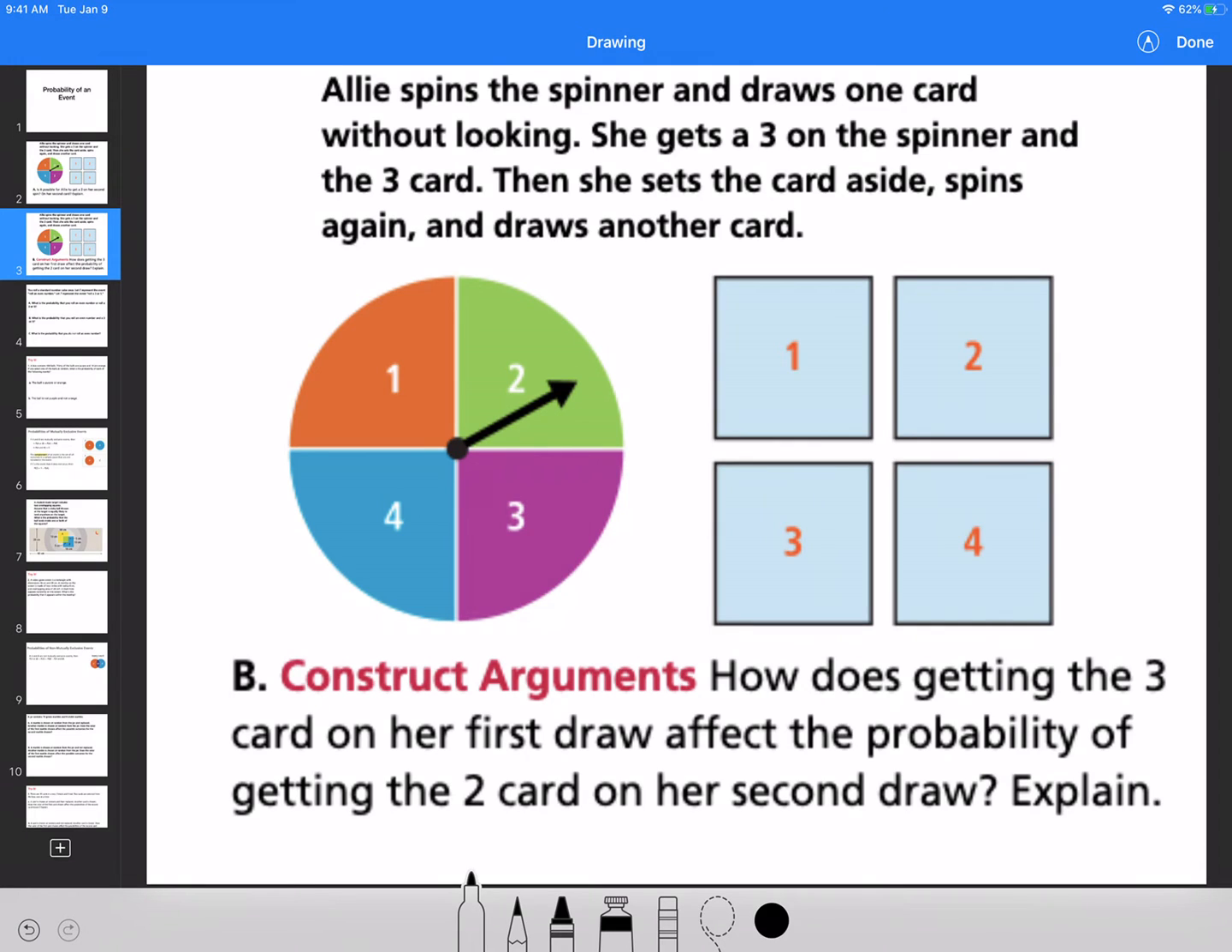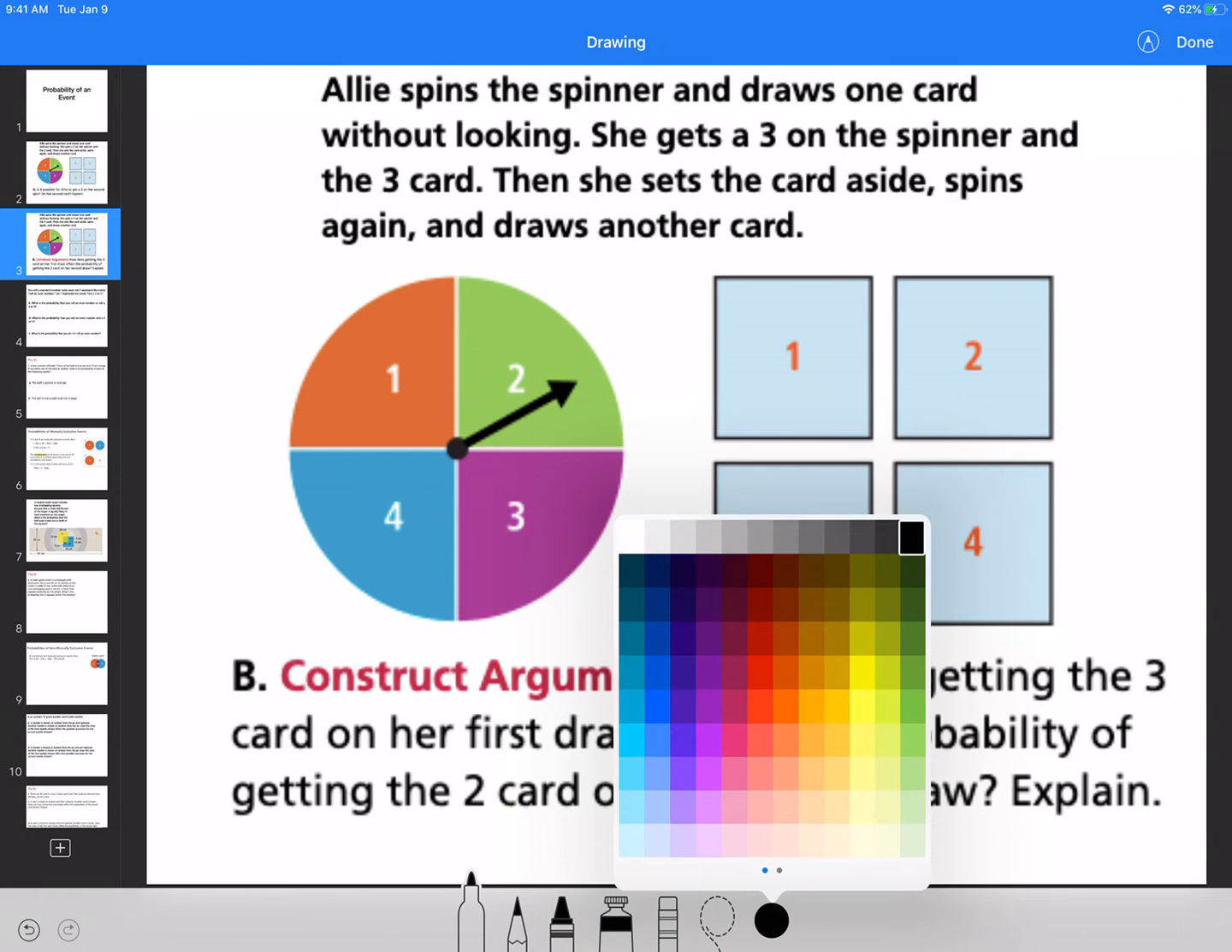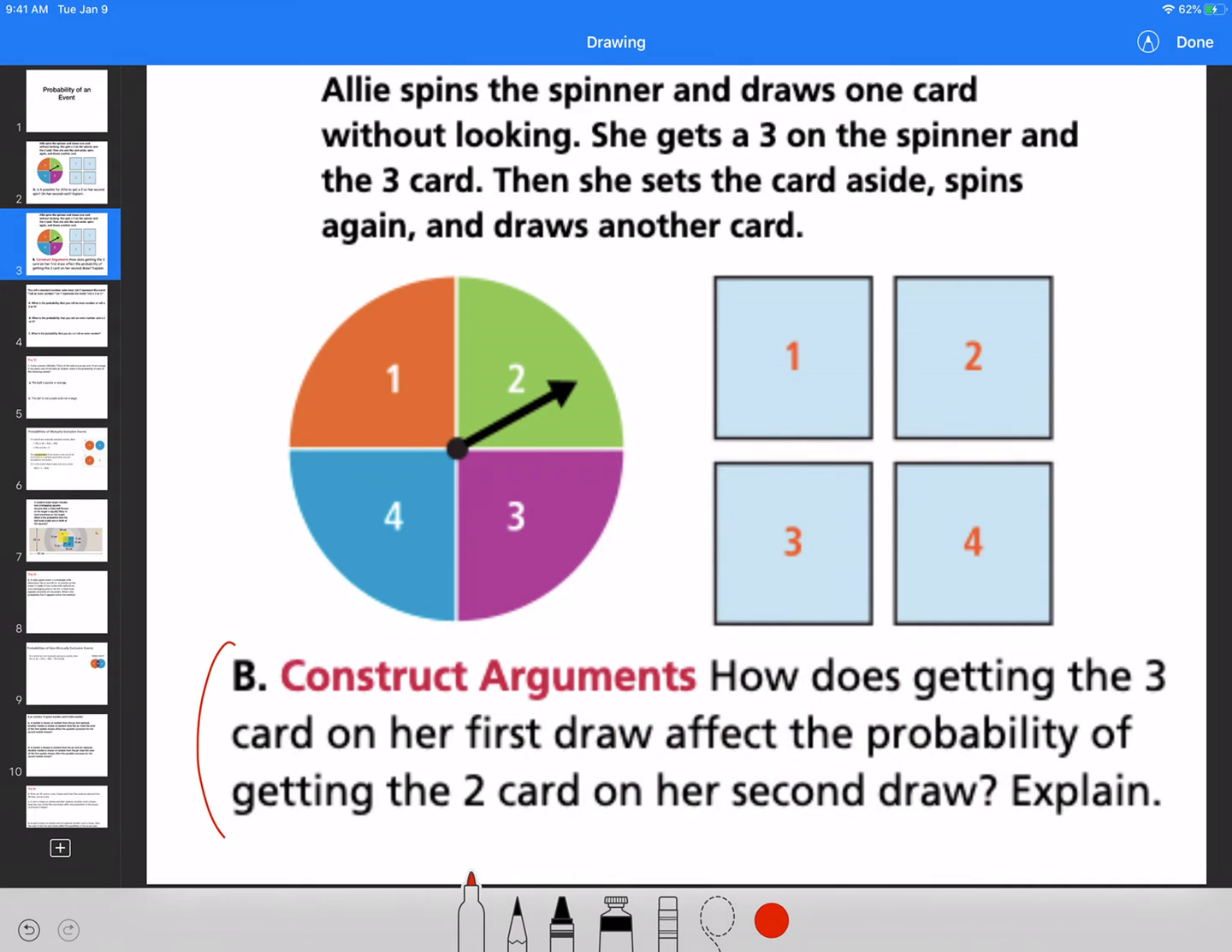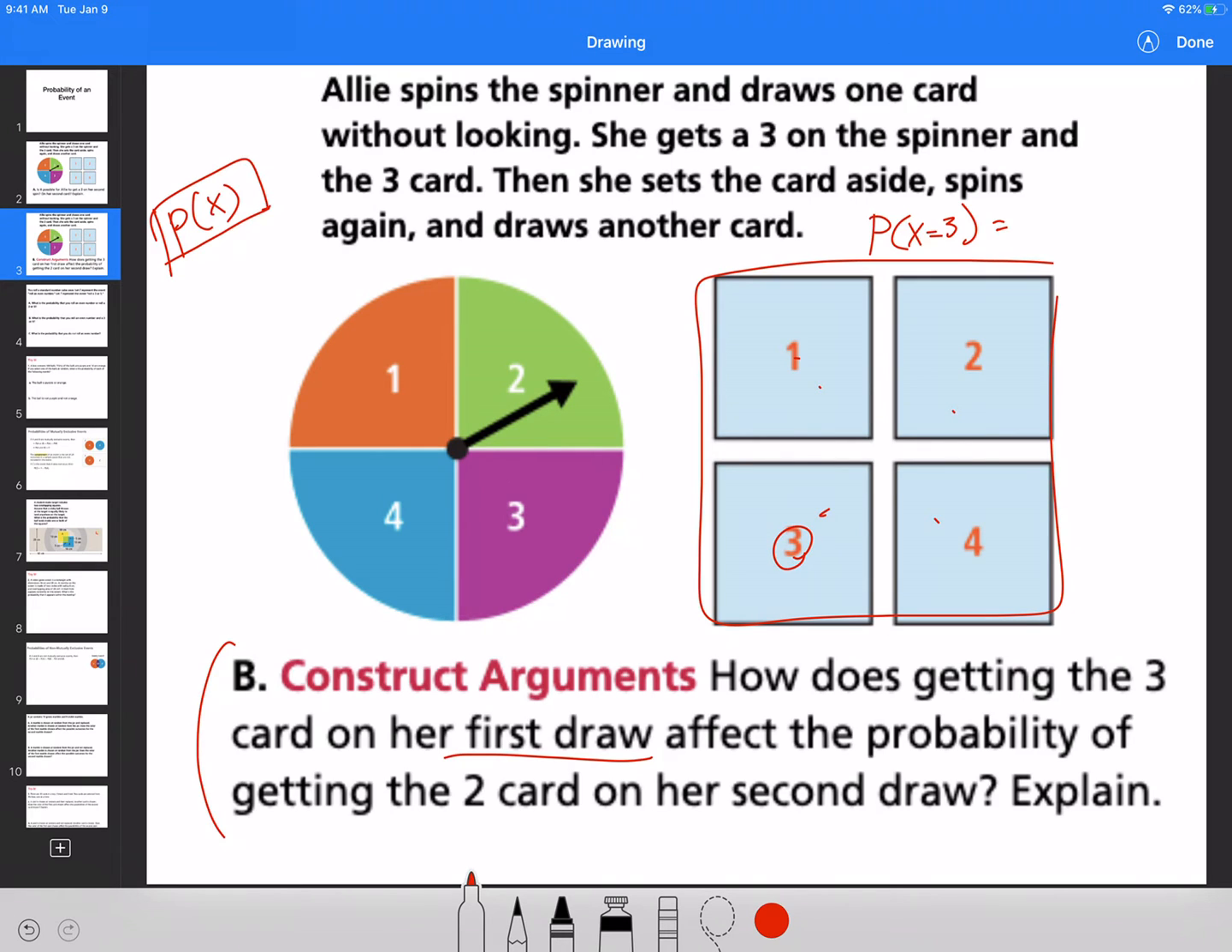Now, on the second question, how does getting a 3 on her first draw affect the probability of getting a 2 on her second draw? Explain. I would like you to think about this question, maybe pause the video for a bit. First, think about the probability of getting a 3. When we write probability, we write it as a probability function P of x. So what's the probability of the event x, that's the card being a 3 on the first draw? On the first draw I have 4 cards, so the probability of choosing 3 out of these cards 1, 2, 3, 4 would be 1 out of 4. Pretty simple. Now it says, how does that affect the probability of getting a 2 on her second draw?